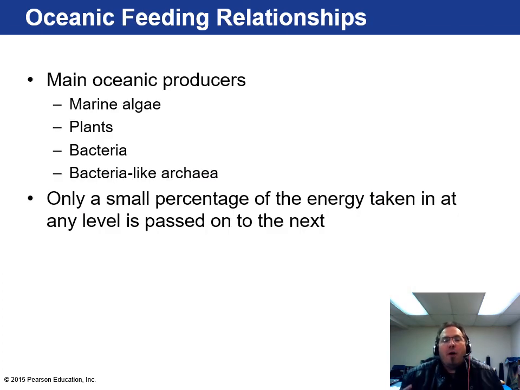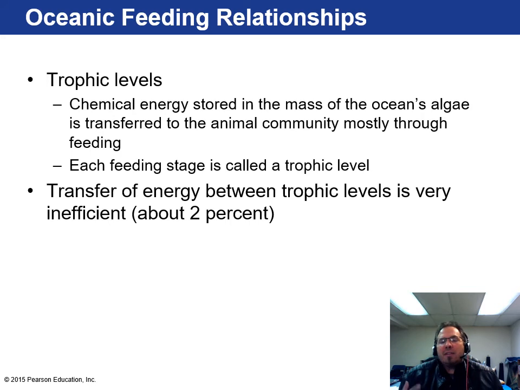So you have all of these feeding relationships, part of the food chain, food web thing, starting from algae and working your way up. And only a small percentage of the energy taken into any level is passed on to the next. Now, let me explain that as we go along here. They have these things called trophic levels. So it's the chemical energy stored in the mass of the ocean's algae that's transferred to the animal community mostly through feeding. So if this thing is eating this thing, how much energy does it get? And then does the next step in the line carry over some of that energy?